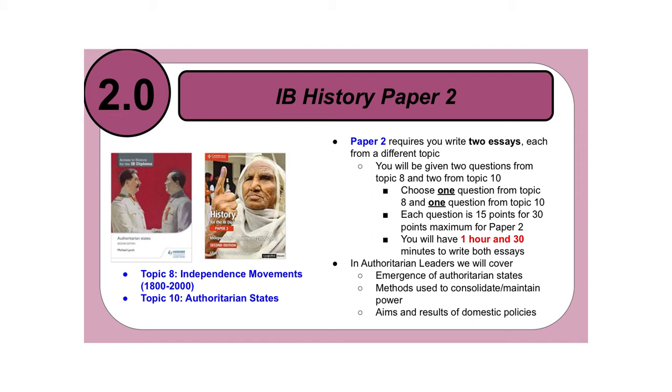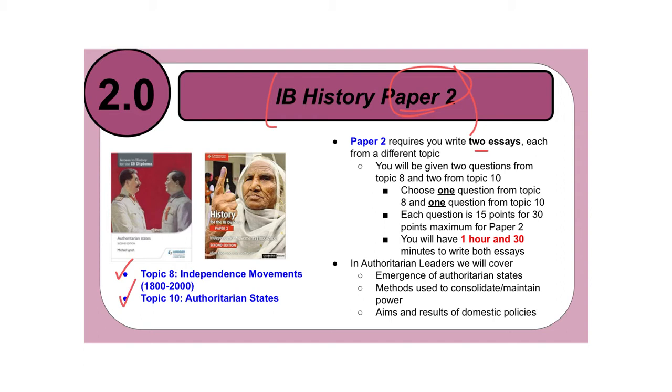In IB History we have 3 papers that you have to complete. Paper 1 and Paper 2 are for all levels, regardless of whether you're HL or SL. And today we're going to talk about Paper 2 exclusively. Paper 2 requires that you write 2 essays, each from a different topic. The 2 topics that we actually choose are independence movements from 1800 to 2000 and authoritarian states.